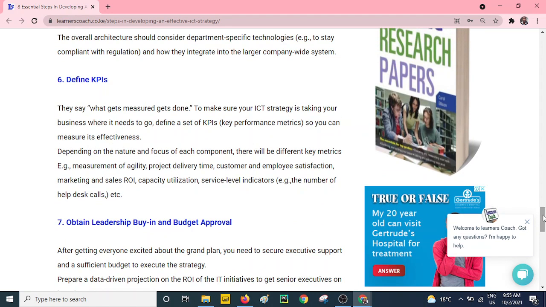Depending on the nature and focus of each component, there will be different key metrics. You need to identify the key metrics, such as the measurement of agility and project delivery time. Now, defining key performance indicators is very essential, because they say what gets measured gets done. So you must make sure that your ICT strategy is taking your business where it needs to go.